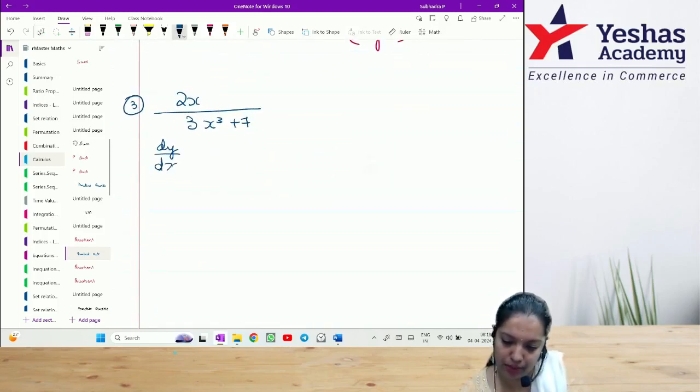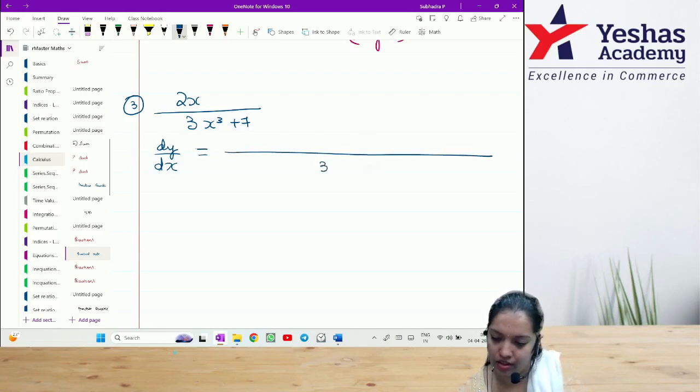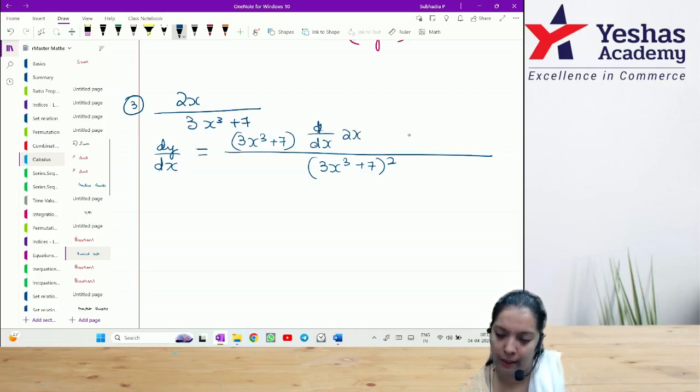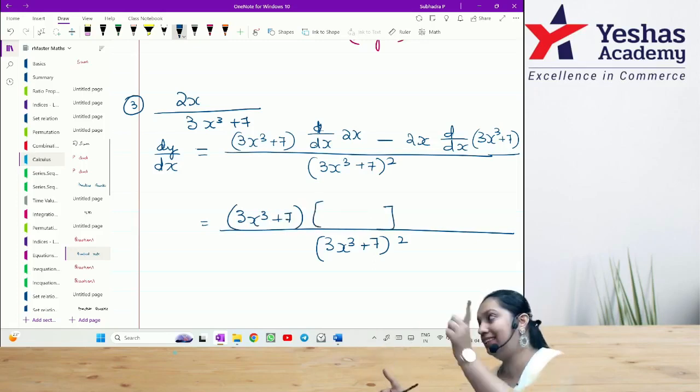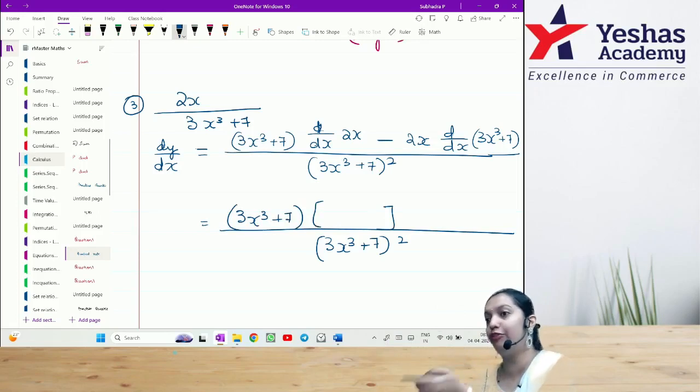Derivative of y with respect to x is 3x cube plus 7 the whole square. 3x cube plus 7 into derivative of 2x, minus 2x into derivative of 3x cube plus 7. So your final answer will be 3x cube plus 7 the whole square, into 3x cube plus 7 into what is the derivative of 2x? Derivative of x is 1, derivative of 2x is 2, derivative of 4x is 4.